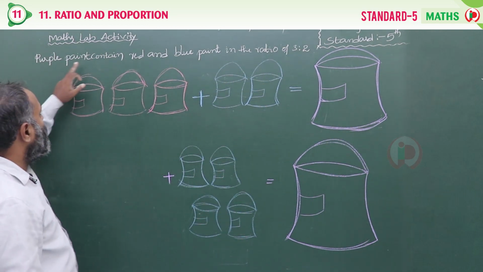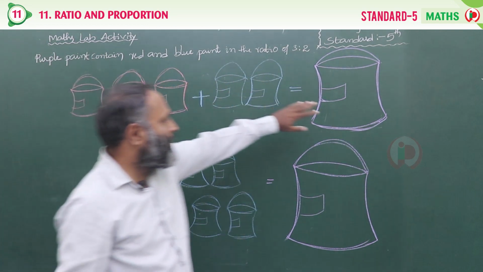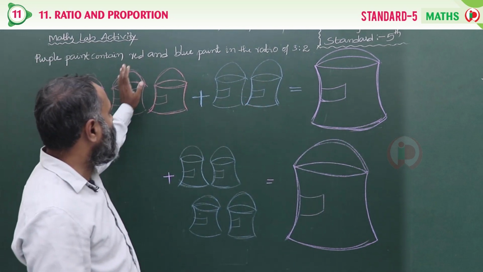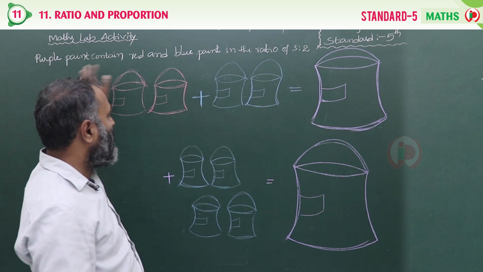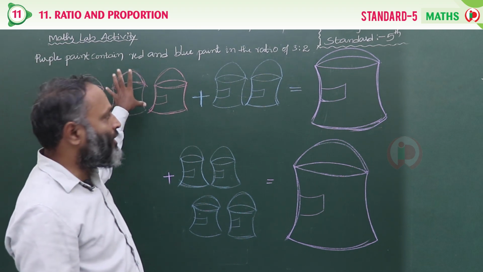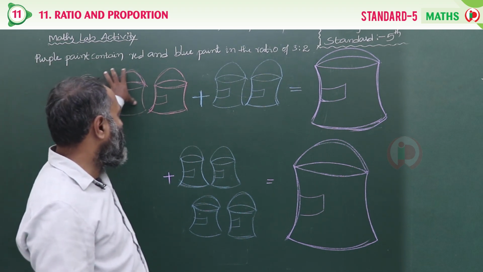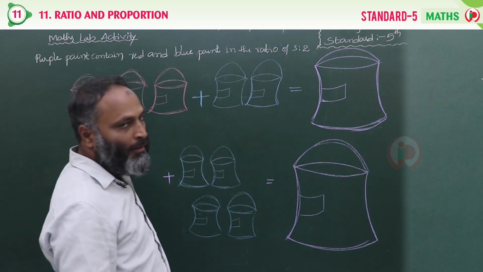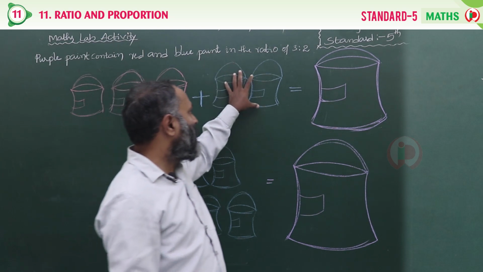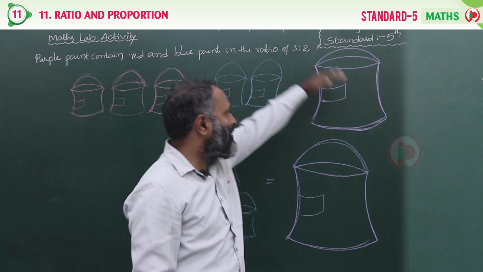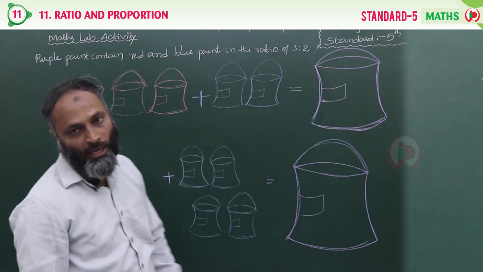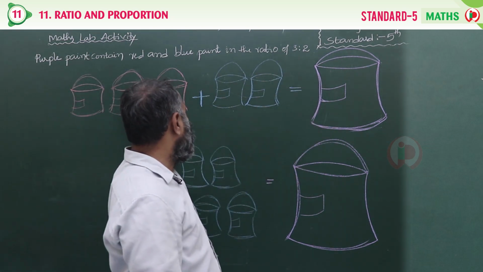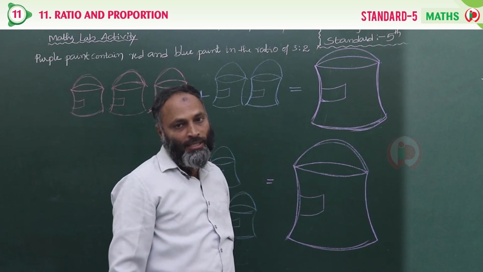This is purple paint. This purple paint contains blue paint and red paint. Here I took pink chalk, actually this is red paint. Red paint and blue paint in 3:2 ratio. 3 red paint buckets and 2 blue color buckets make purple color. So in that purple color, 3 red color buckets and 2 blue color buckets are there.